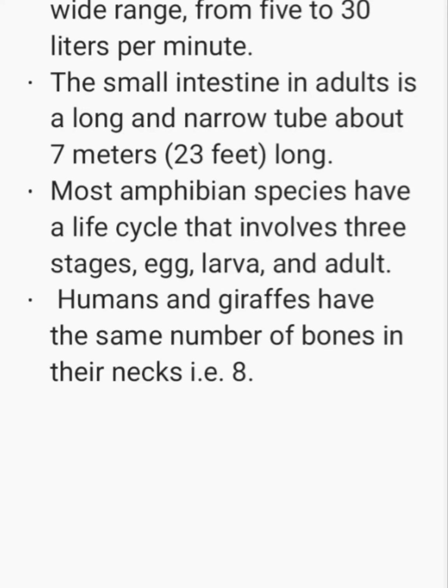Most amphibian species have a life cycle that involves 3 stages: egg, larva, and adult. Humans and giraffes have the same number of bones in their necks, that is 8.